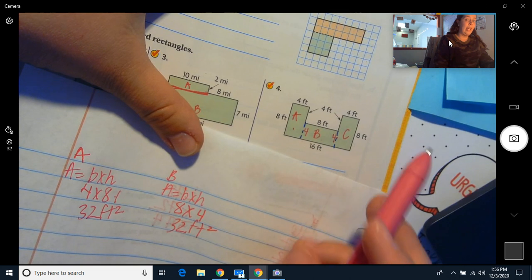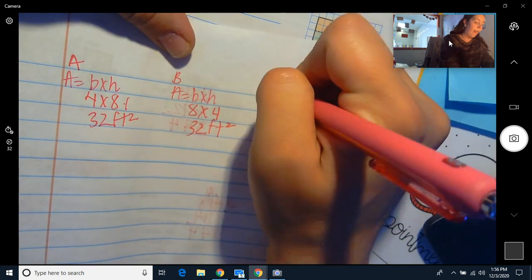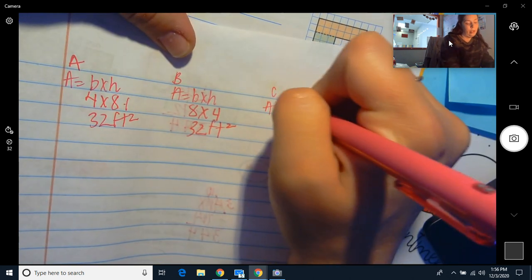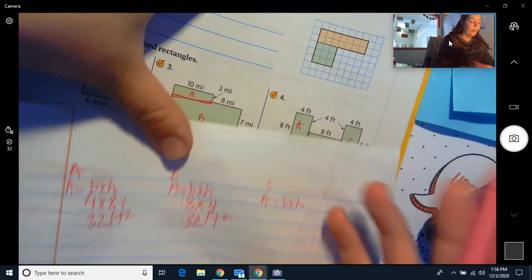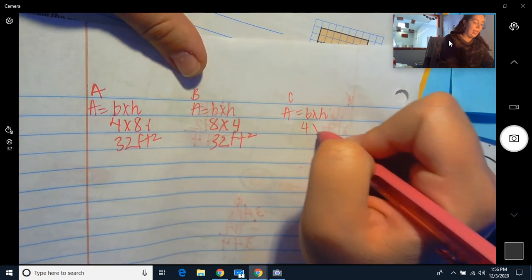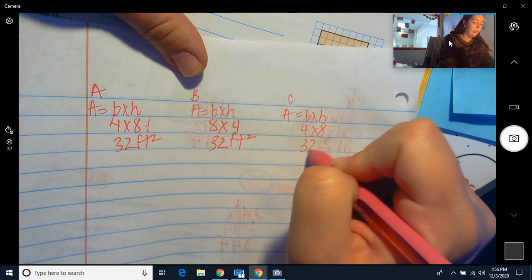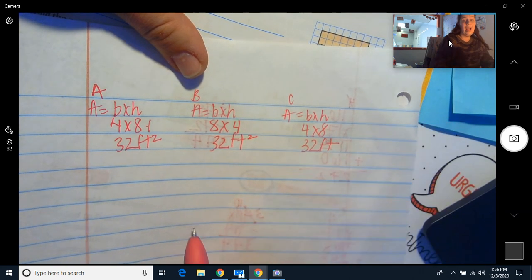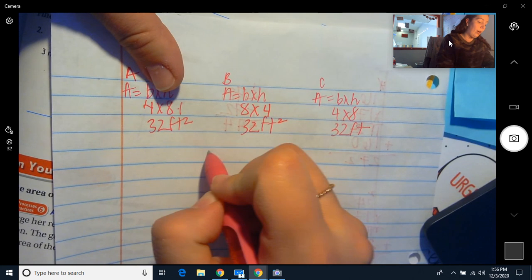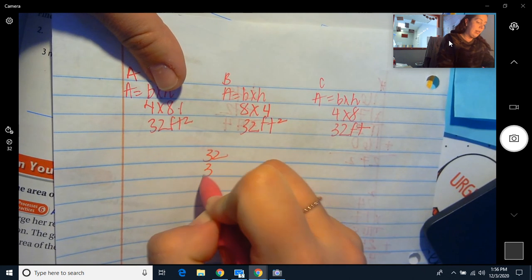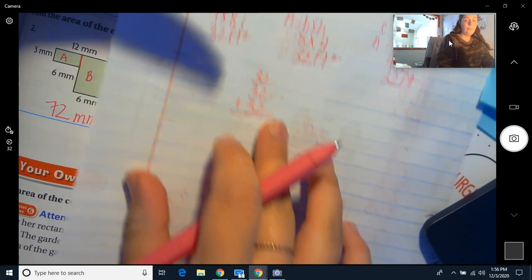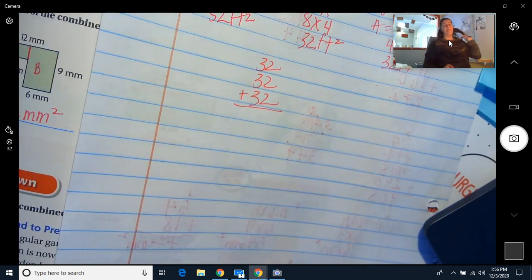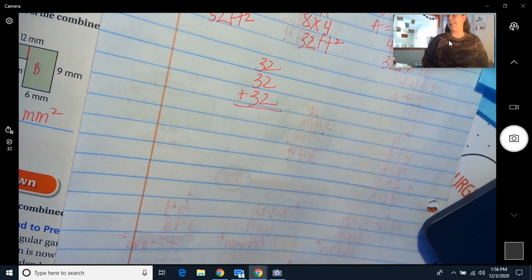Now I need to look at C. Hey, 4 and 8 again, but I still have to write it out. Area equals base times height. My base this time is 4. 8 is my height. 4 times 8 is also 32. Now I have to add 32 all together 3 times. If you want to help me on this math problem, comment with the letter T in the chat.